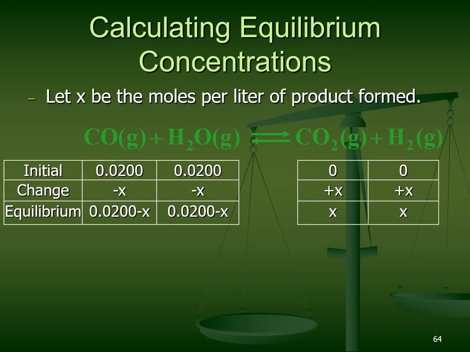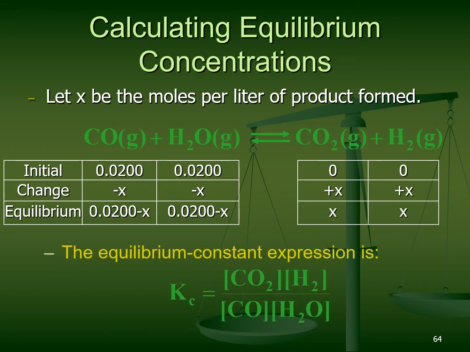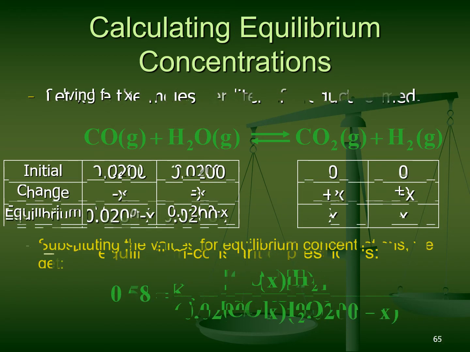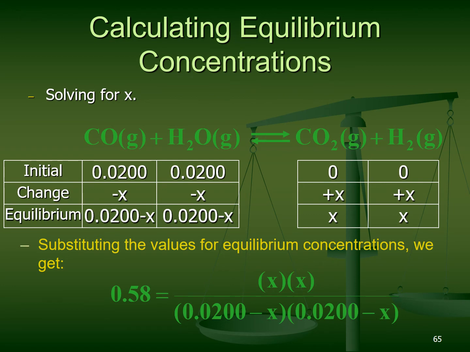of H2 is x. So if we plug that into our expression, there's Kc, CO2 times H2O, so that'd be x squared, and then CO times H2O in the denominator, that'd be 0.020 minus x squared. So here's our expression, 0.58 equals x squared over 0.02 minus x, quantity squared. So now we can solve.